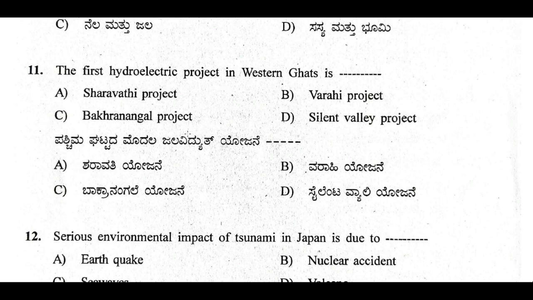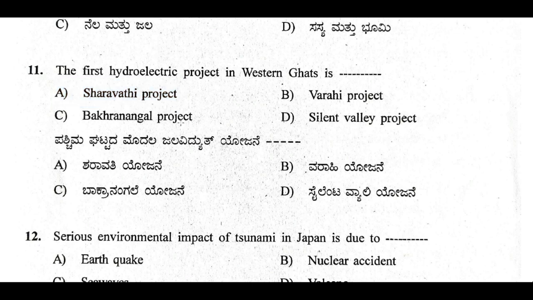As we talk about the first hydroelectric project, if we come to India, India's first hydroelectric power plant was installed in Darjeeling, West Bengal in 1897. But in the question, they asked for the first hydroelectric project in Western Ghats, not in India. So the Western Ghats' first hydroelectric project is the Sharavati project, because as per the inception dates, Sharavati is 1964, Varahi is 1989, and Silent Valley project is 1976. So therefore, Sharavati project is the right answer.